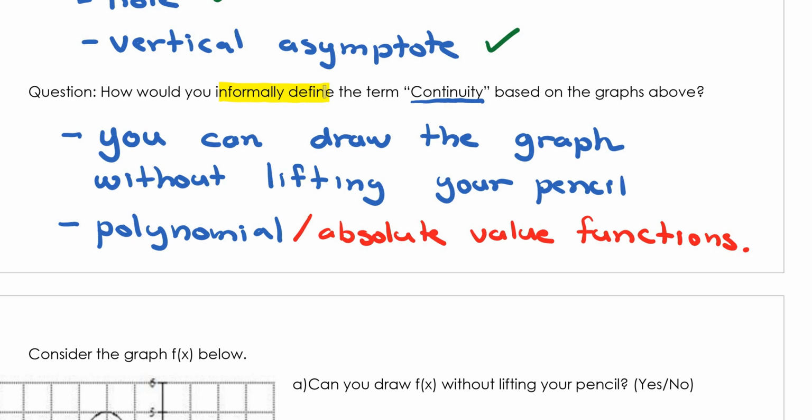basically graphs that we can draw without lifting our pencil. And some of the graphs that came up where we could draw them without any problems were these polynomial functions and these absolute value functions. Okay, let's now try to come up with a more formal definition of the term continuity.